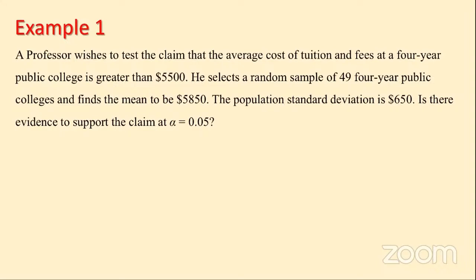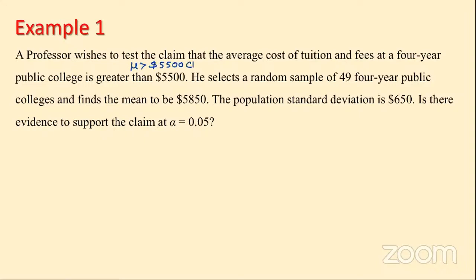So probably you have seen that there is a claim. This professor is making a claim. What is he doing? A professor wishes to test the claim that the average cost of tuition and fees at 4-year public colleges is greater than 5,500. That's what he's saying. He's talking about the general population. So the average is greater than 5,500.